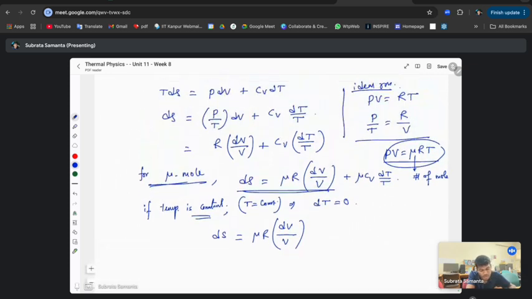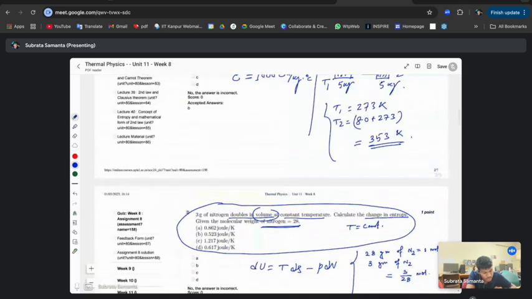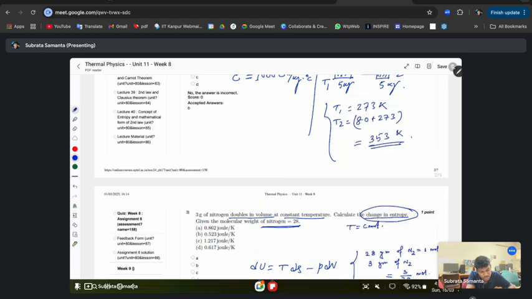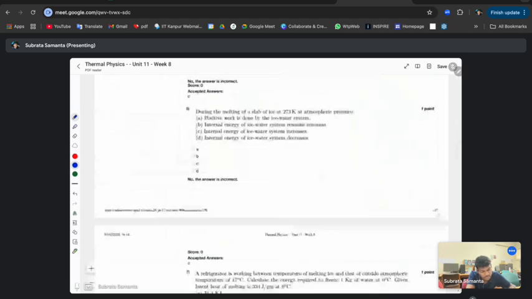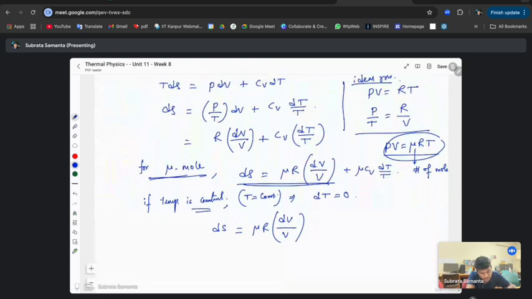So now in the given problem, we have to calculate the change in entropy when the volume doubles. So when the volume doubles, you calculate the change in entropy. So change in entropy delta S is basically nu times R, and you have to integrate this. So this is the change in volume, S2 minus S1.